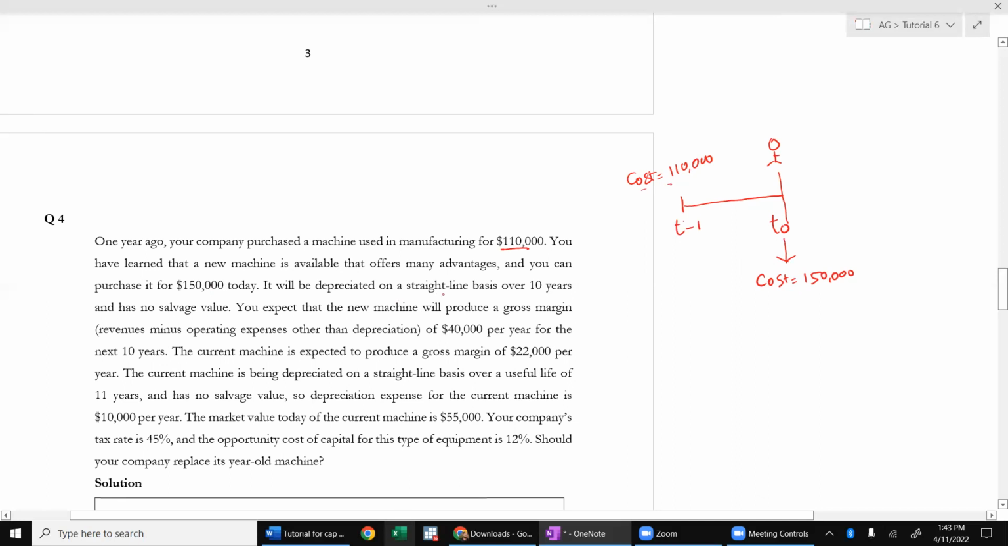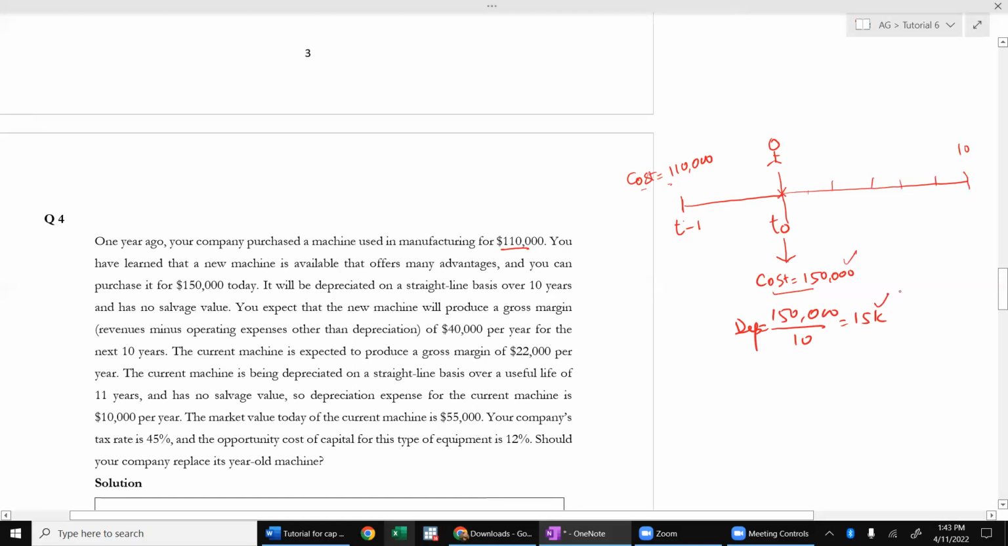It will be depreciated on a straight line basis over 10 years time and has no salvage value. So it means that once you buy this machine, it will be depreciated for a period of 10 years, means we can use it for 10 years. And the depreciation would be straight line method. It means, so 150,000 and 10 years, means 15K would be the depreciation every year for the new machine. Okay, so we got it. So it means that we got the information of cost and also we got the information of depreciation.